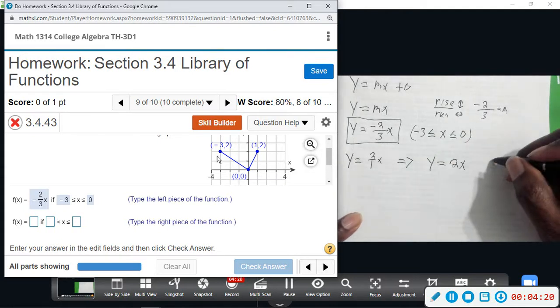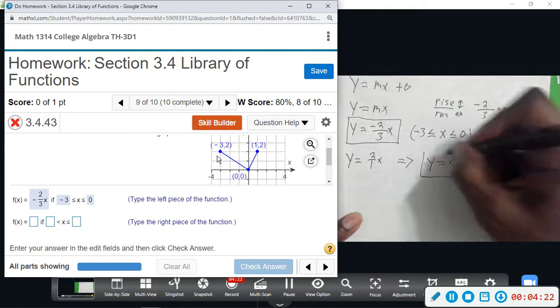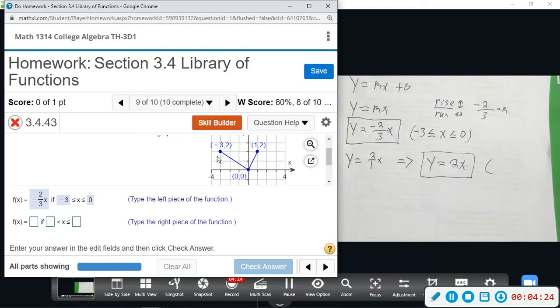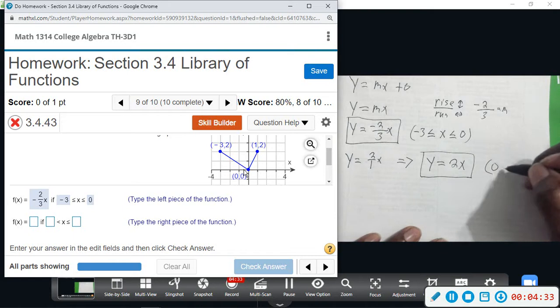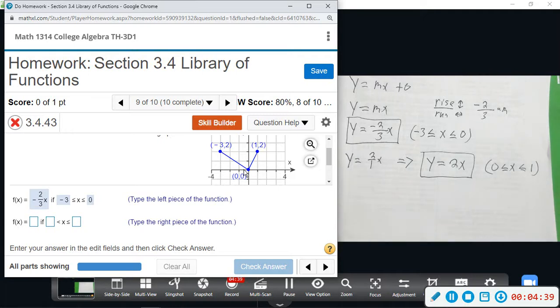And our restrictions: this graph is between the x values of 0 and goes over to an x value of 1, so it only goes the distance of 1. So this is between 0 less than or equal to x less than or equal to 1. Always go left to right. It's always less than symbols. And because those points are included, we do less than or equal to.